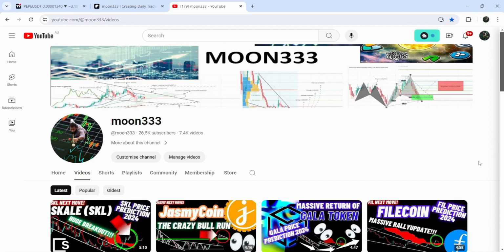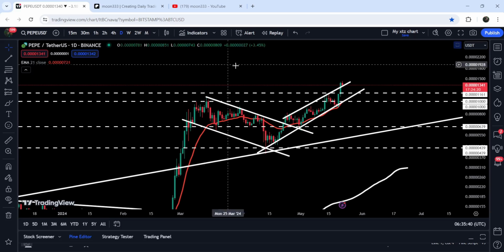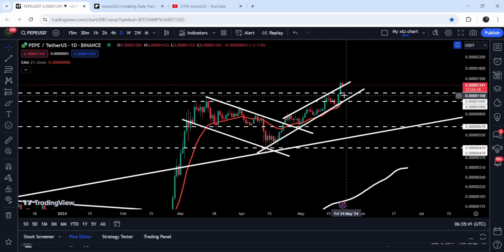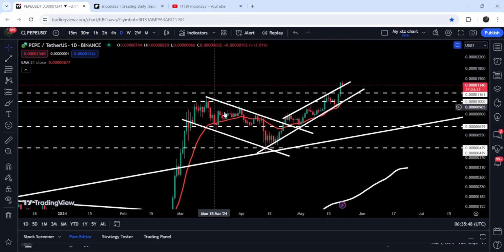As in my previous videos, I have been showing you that PEPE is moving inside another rising wedge pattern on a daily time frame chart. And now if we take a look at the live chart, you can see that recently it has broken out the resistance of this rising wedge pattern. By the way, before that, PEPE broke out of this down channel.